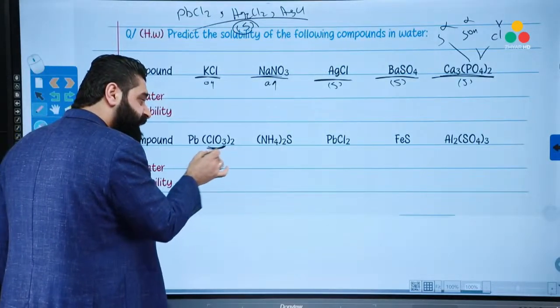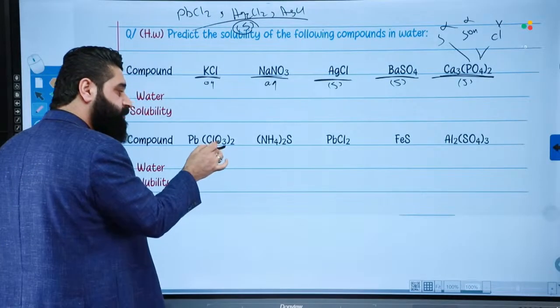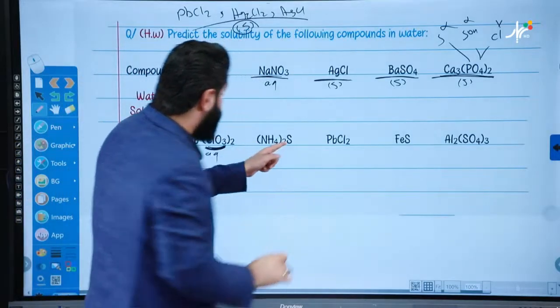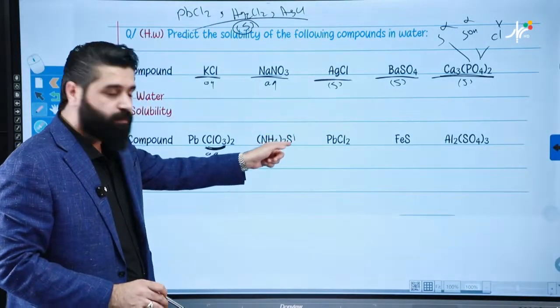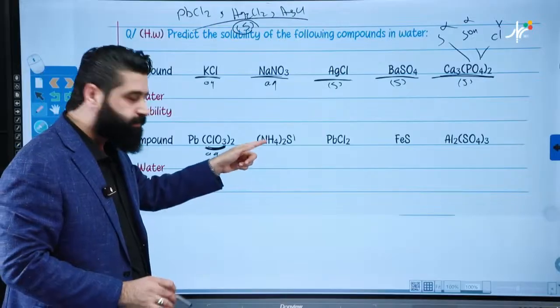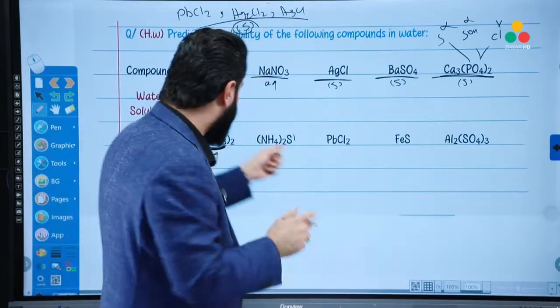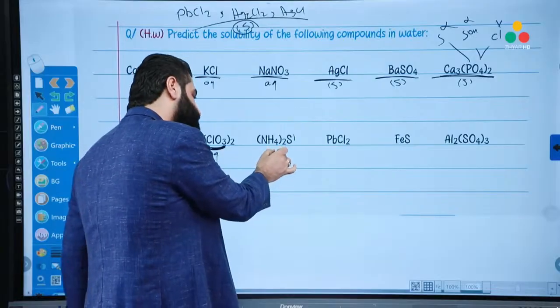chlorides. I remember the last rule you have said chlorides are aqueous. This is aqueous. Yes, look, the third rule, ammonium. Ammonium compounds are aqueous. Okay, this is ammonium, aqueous, good.